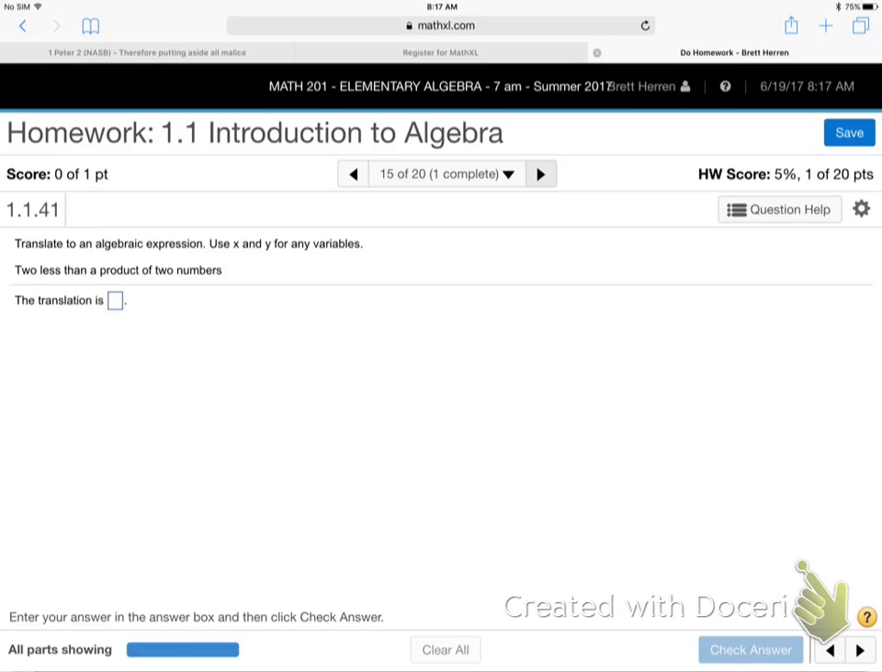Okay, so let's try that one. 2 less than the product of two numbers. And notice what they say up here. Use x and y for the variables. So this time there are 2 numbers, not just one number. There's not just x. There's x and y. There are 2 numbers we don't know, 2 unknowns, 2 variables, right? x and y.